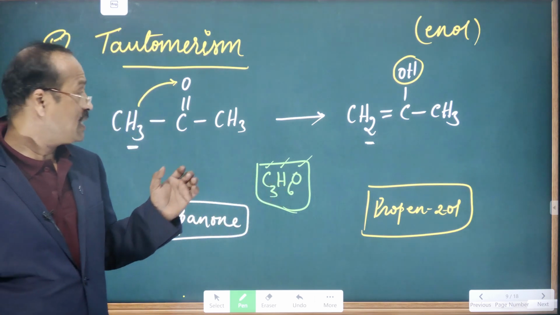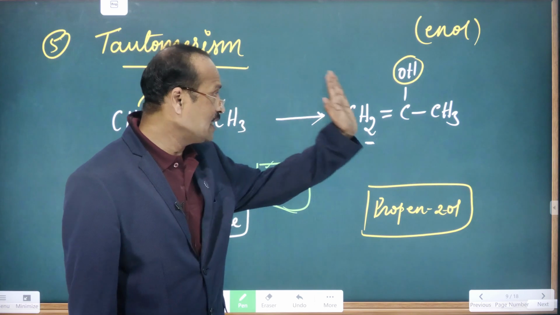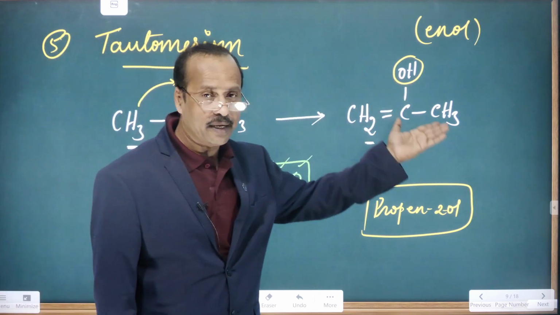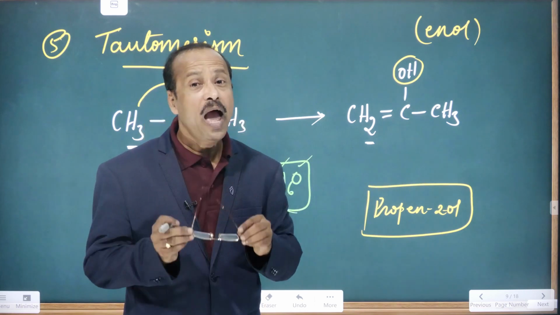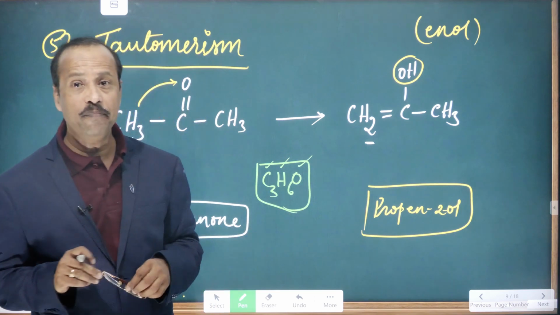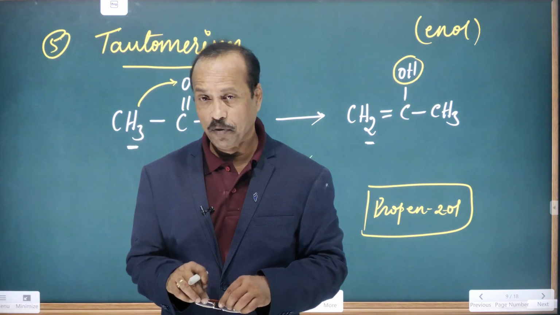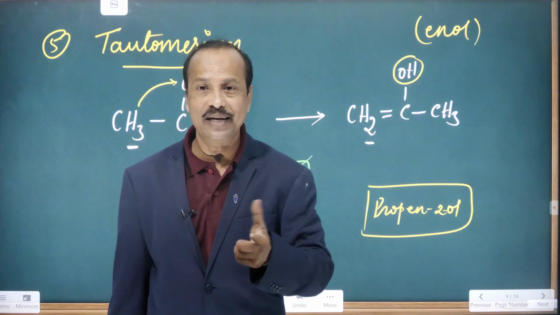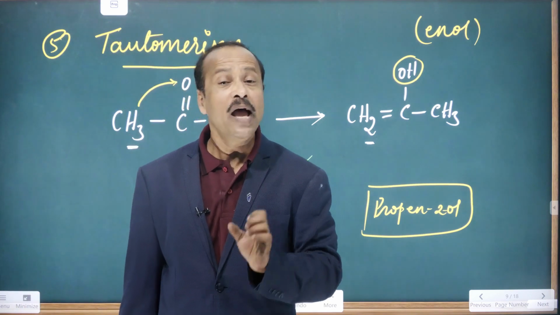But what's happening here? This is interconvertible to another. It means this compound is converting into another compound. And both are in dynamic equilibrium. This is a very important point, you have to remember that. Tautomerism arises when they are in dynamic equilibrium.